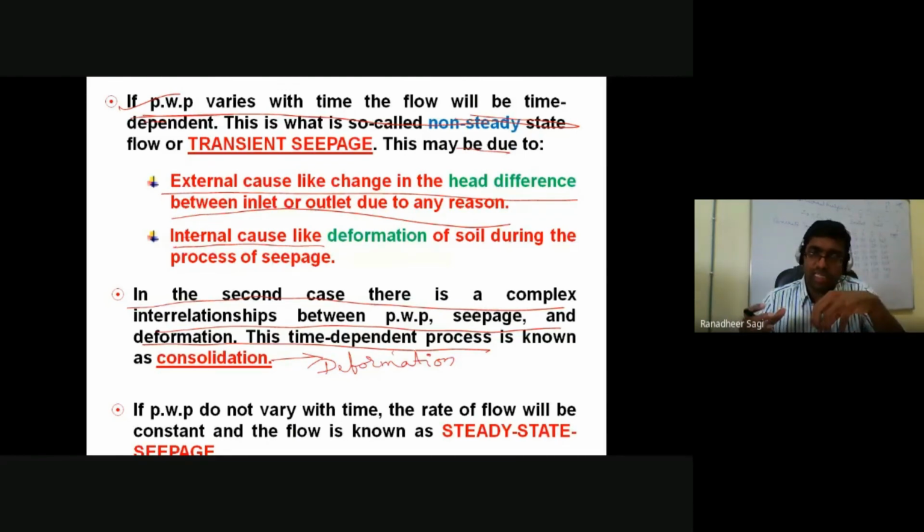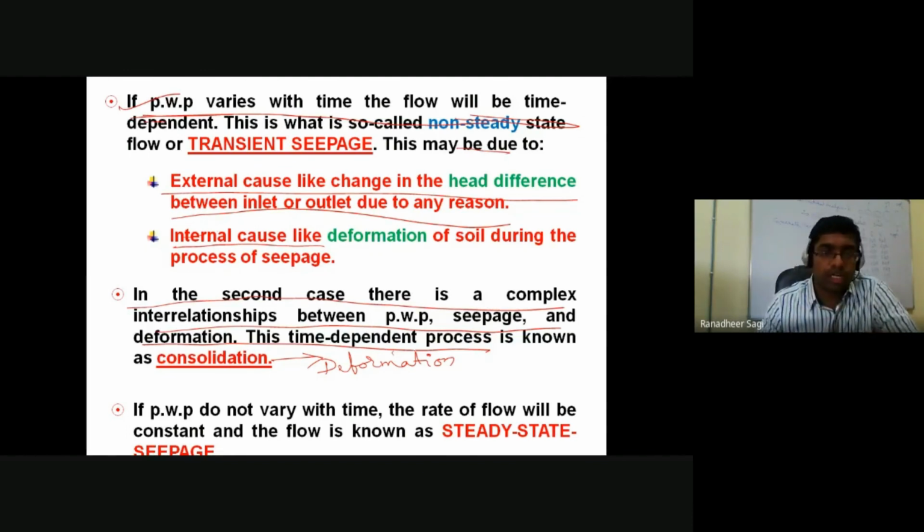Why did the decrease in pore water pressure happen? Because the water dissipated out of the void space. As the water dissipated out of the void space, due to the external loading acting on the soil sample, you are going to see compression happening in the soil because of the dissipation of water. Such a phenomenon is what we call consolidation, which is happening because of the deformation or compression in your soil, which we will talk about in the next class.